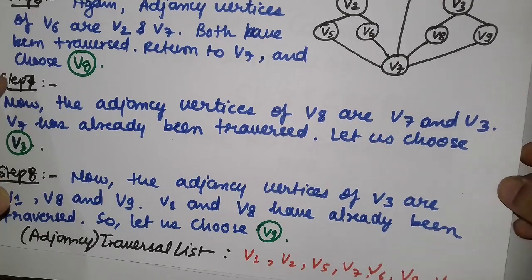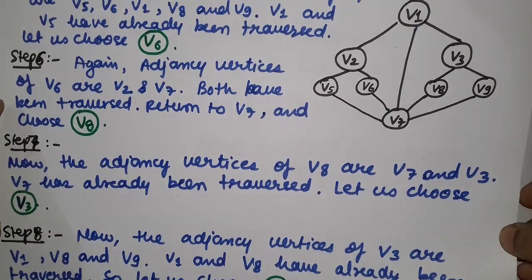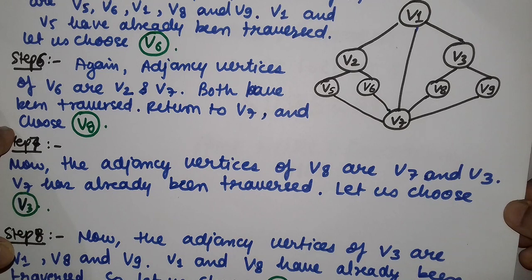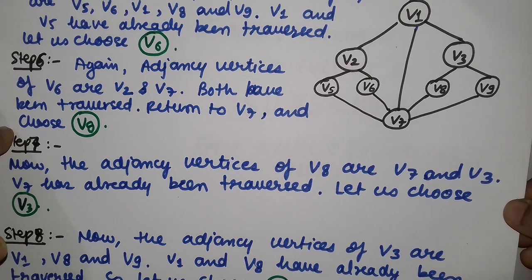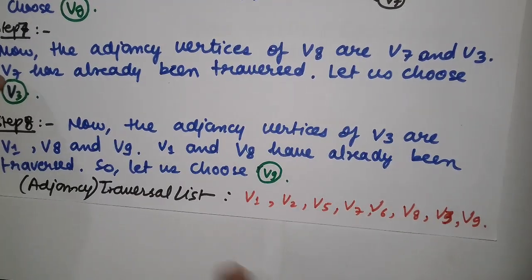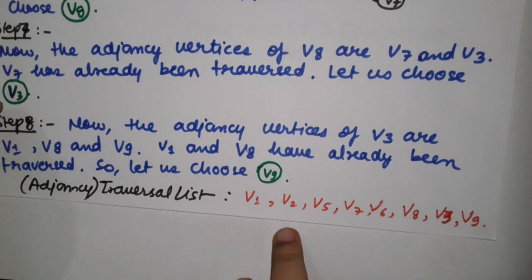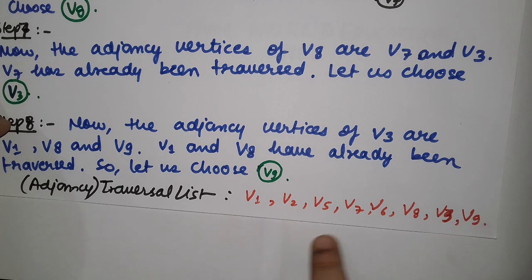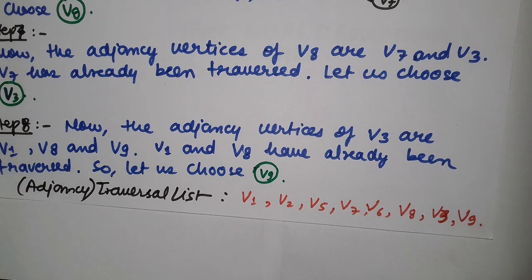Now we can clearly see that each and every vertex of this given graph has been traversed. So the work of traversing the vertices of this graph using depth first search has been completed. Now we have got the traversal list using depth first search, and the list is V1, V2, V5, V7, V6, V8, V3 and V9. This is the list of the elements chosen at the end of each step, and we just form the list of those steps.